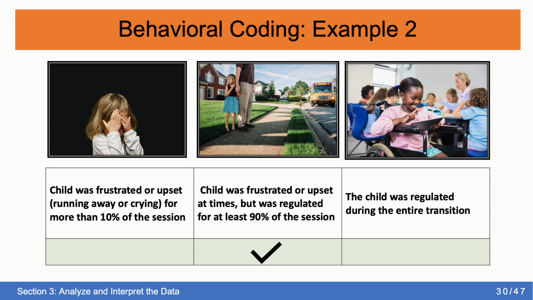Researchers can also use ratings instead of counting the frequency of behaviors. For example, if they want to see how well a therapy helped a child's emotional regulation while changing between activities, they can video record the child during a transition and rate their emotional regulation on a scale. They will create specific definitions for each point on the scale to make it easier for coders to rate. In this example, the researchers will describe what a 1, 2, and 3 mean on their scale.